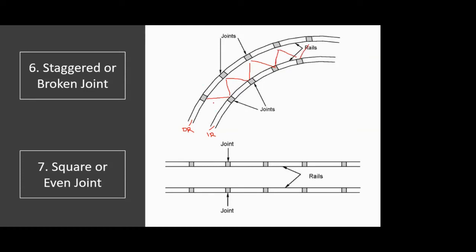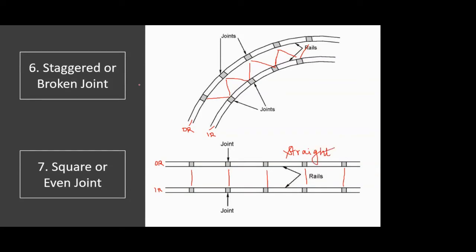And in contrast to this, you have a square or an even joint, in which the joints of your outer rail and inner rail, or rail number 1 and rail number 2, are parallel to each other, facing each other. Generally in case of a straight section, you will find this kind of joint, straight or even joint.